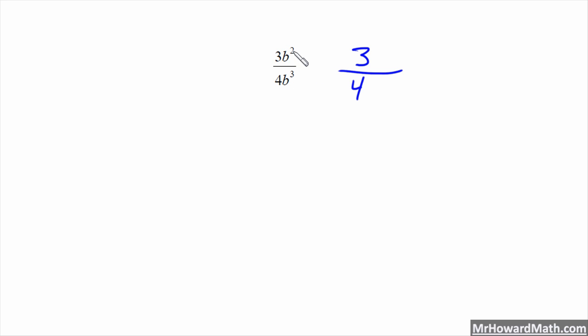And now we look at the b's, so b squared divided by b cubed. So we can subtract the exponents and say 2 minus 3 is negative 1, or our shortcut that we're using is who wins and by how many. So we have 2 on top and 3 on bottom, so the bottom wins by 1. So there's just b to the first power here. We don't write the first power. And that's it. 3 over 4b for that one.